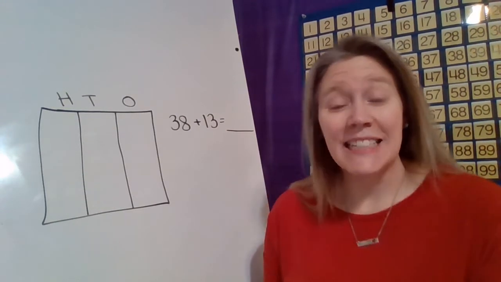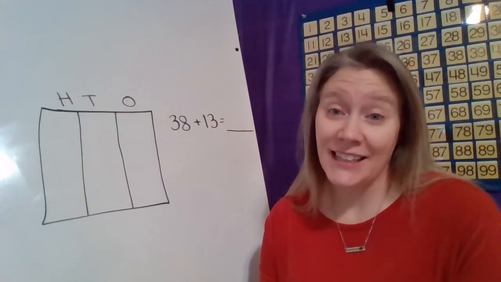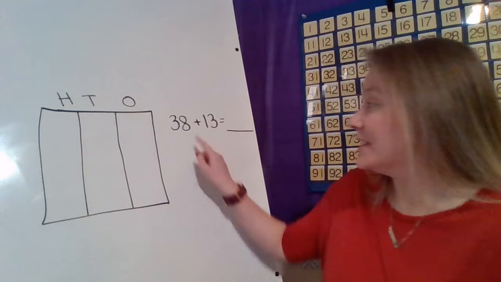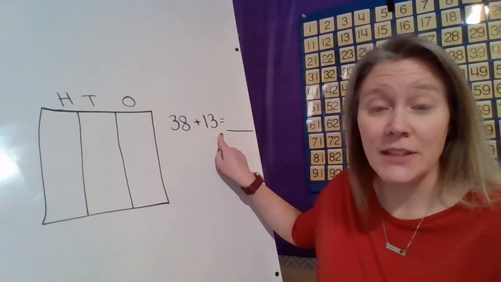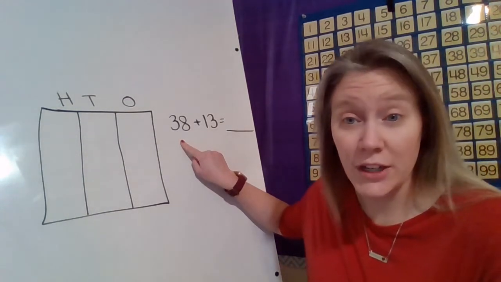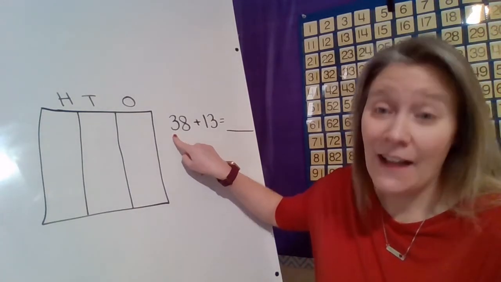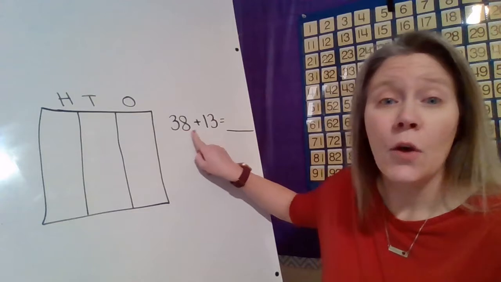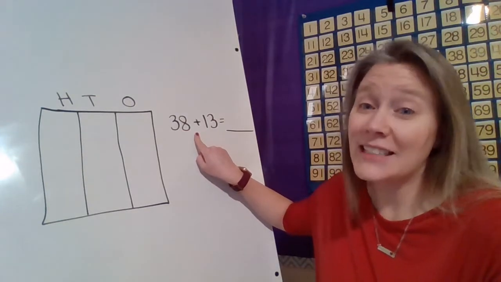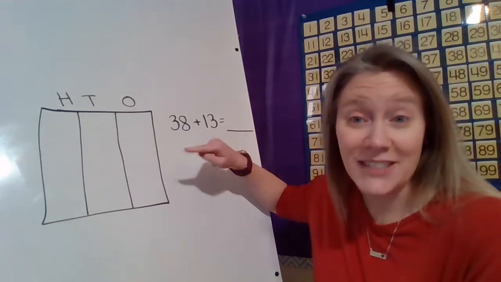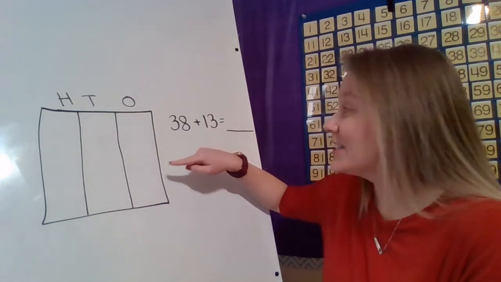Mrs. Brusso here. Today we're going to talk about adding a two-digit number. As you can see here, I have two numbers, and each number is called a two-digit number because it has ones and tens. That's why it's called a two-digit number. We're going to be adding today, using our place value chart and drawing place value discs. Okay? So let's get started.